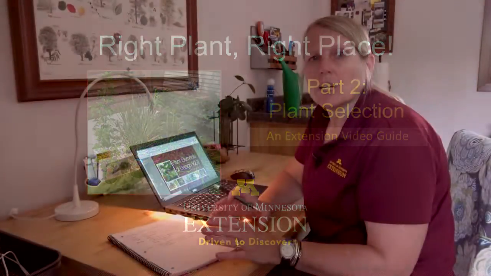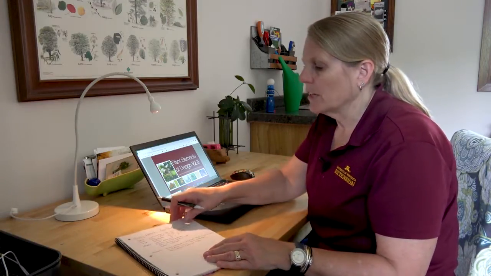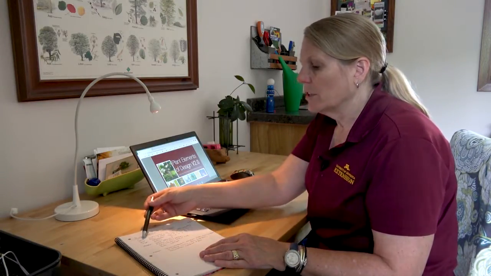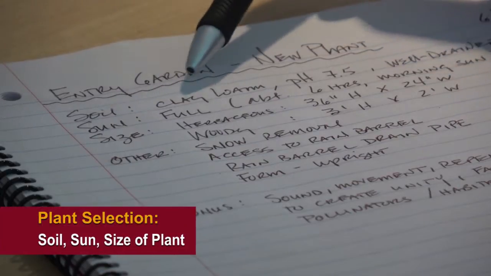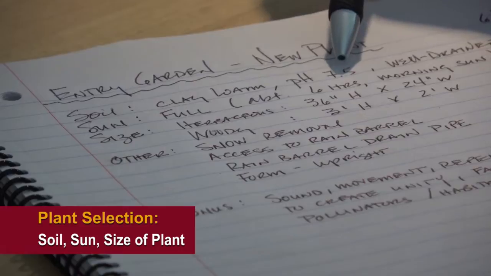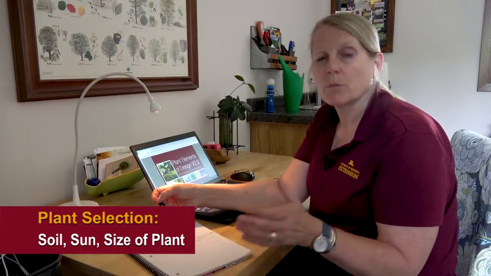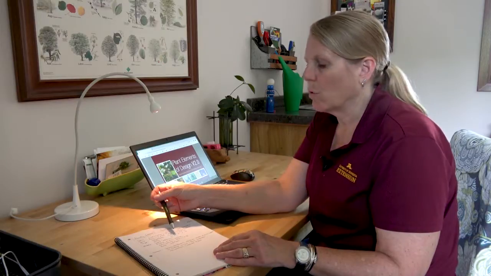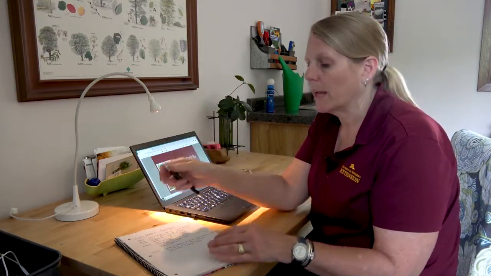So now we've assessed our site and we've determined some of the characteristics that we want for this new plant in our entry garden. I've made a list here. I've noted the soil, which is a clay loam. pH is about 7.5, it's well drained. The sun is full sun, so remember that's about 6 hours or more. And the size is going to be about 36 inches tall, and 24 inches wide. That's at the mature size, in other words, the full-grown size of the plant.